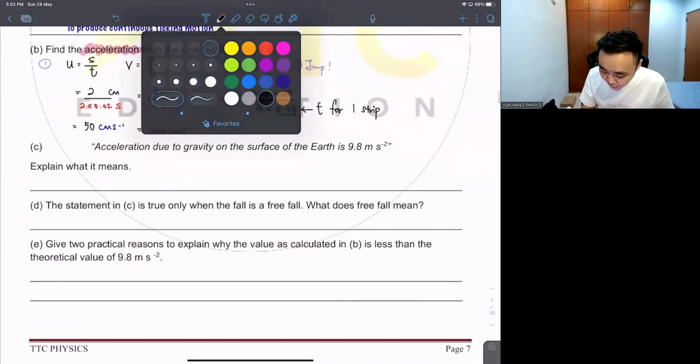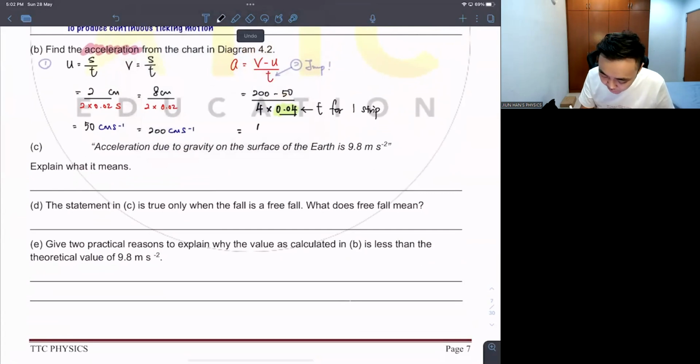And then ultimately, your final answer is going to be 150 divided by 0.16. Calculate for me. What's the answer we have? 937.5 cm/s², good, correct. Okay, so there you go.